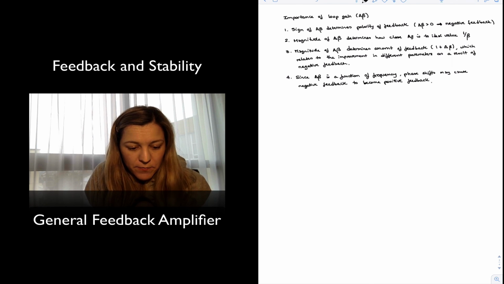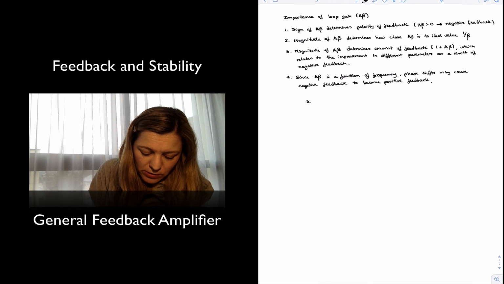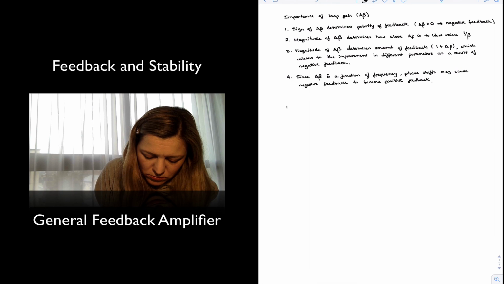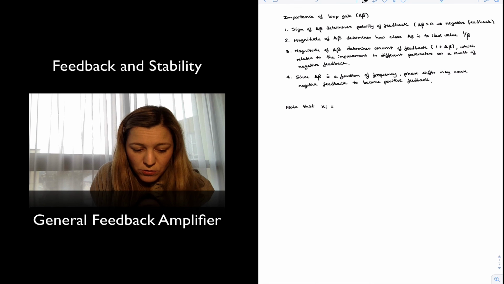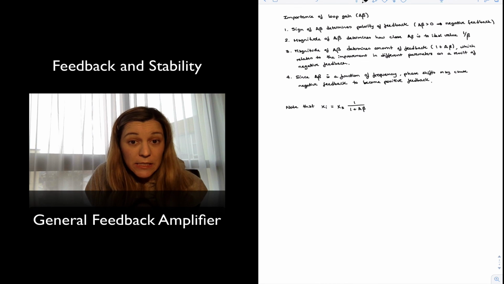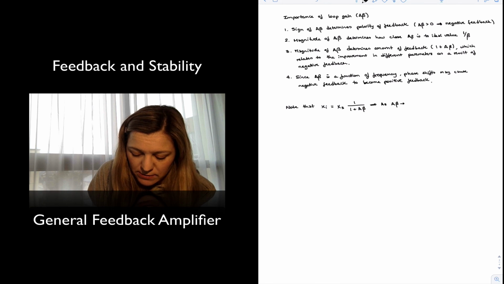All right. Another thing to mention, we were talking about our error signal. Maybe I will put this as a note. So note that the error signal is also going to be equal to the source signal divided by the amount of feedback. Ideally, when A times beta is very large, the error signal, x of i, will become equal to 0. And so as A times beta tends to infinity, x of i tends to 0.